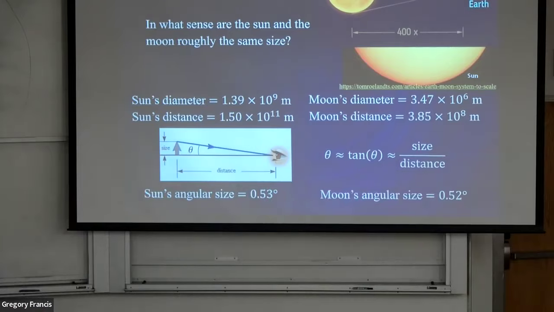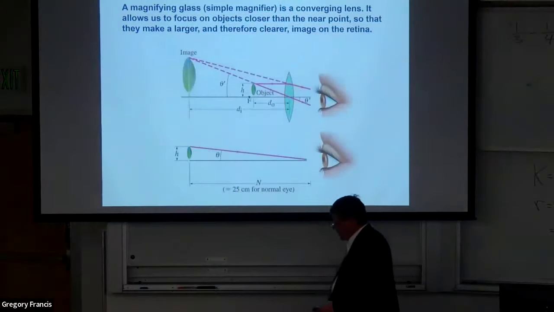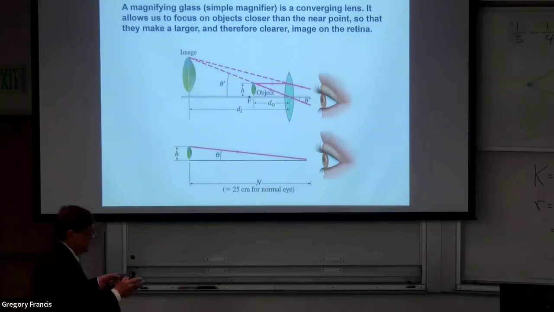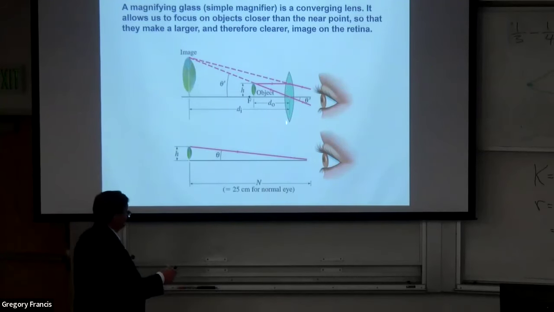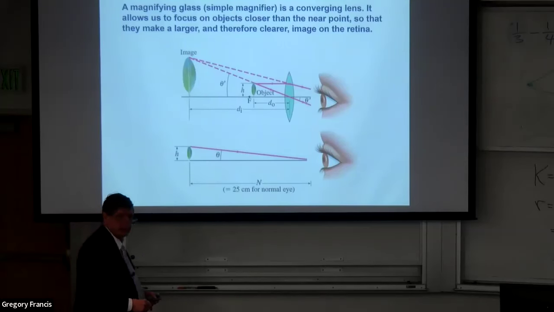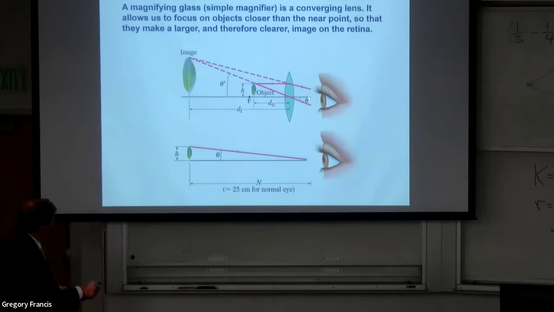Now, when you're trying to magnify something, what you're trying to do is increase that angular spread there. And the easiest way to do that is with a magnifying glass, which is just a converging lens of positive power. And if I put the object right inside the focal length, I'm going to get a virtual image that is much, much bigger than the real thing. And so the angle that it's going to subtend is going to be much bigger than if I didn't have the lens. Okay, now, how much magnification do I get?